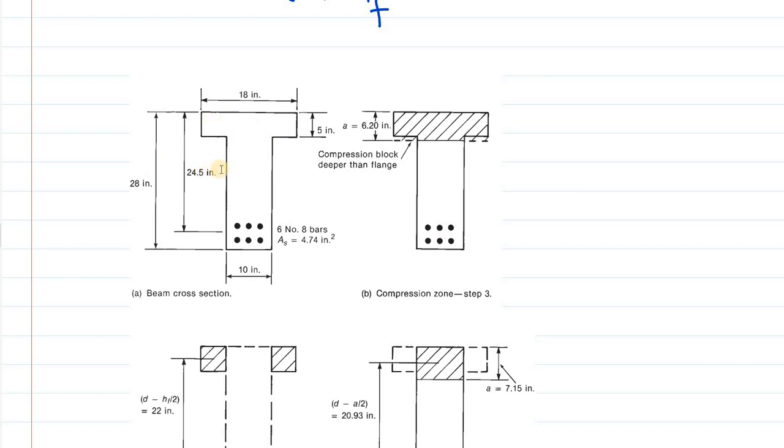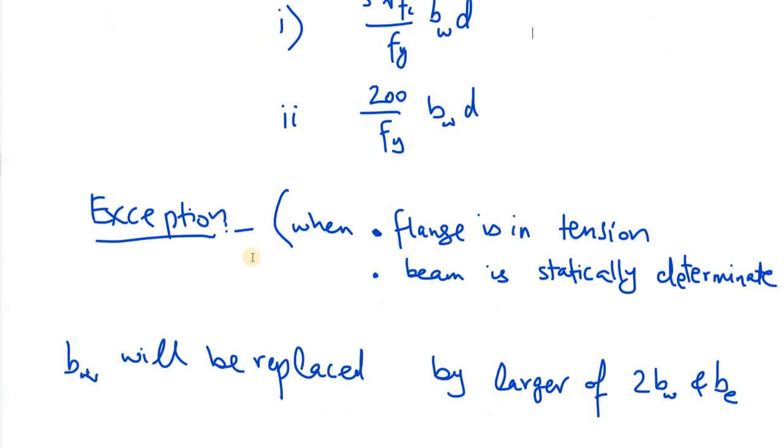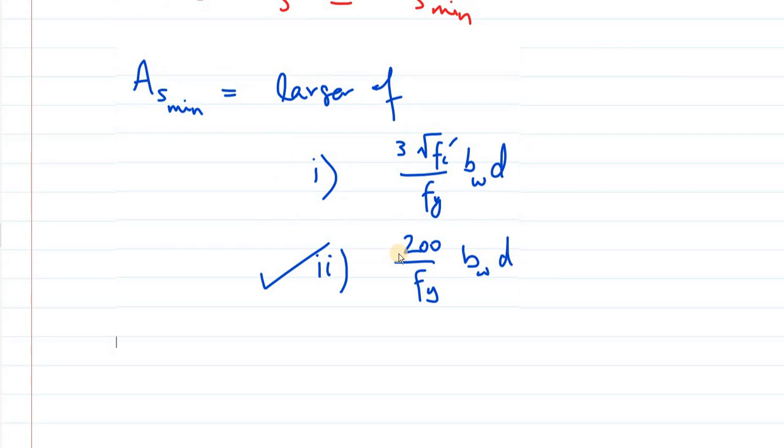In our case, the flange is in compression, and maybe the beam is also not determinate. We are not given any information regarding whether the beam is determinate or indeterminate, but we surely know that the flange is in compression. So if the flange is in compression, then this exception does not apply. So when the flange is in compression, we can simply use BW equal to whatever the given value is.